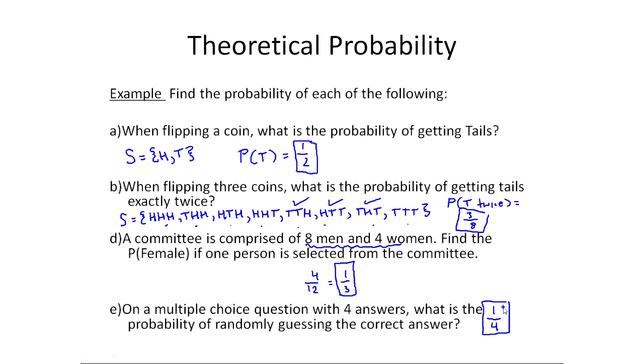So in all of these cases, I just had to consider the size of the event and the size of the sample space, and that's because we have equally likely simple events, also known as equally likely outcomes.